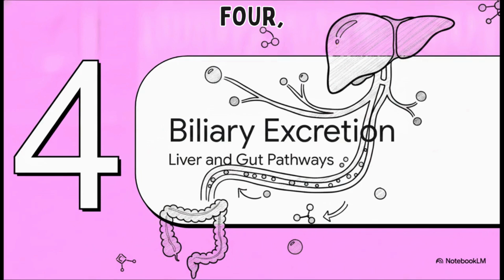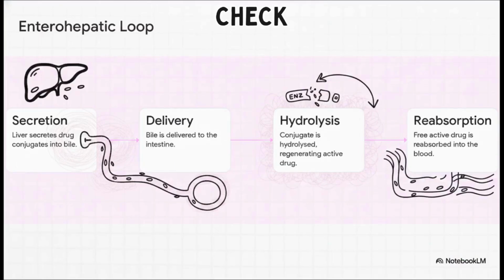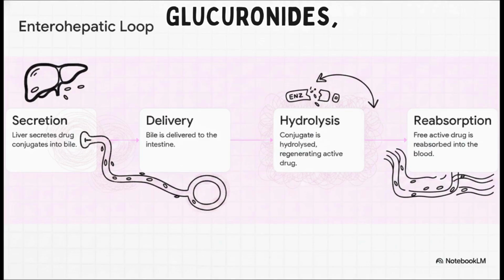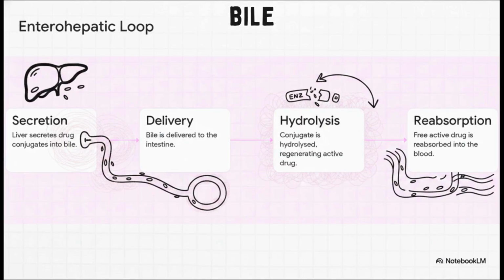All right, Section 4. Biliary excretion. Let's shift our focus over to the liver. Check out this fascinating physiological loop. Enterohepatic circulation. So the liver secretes hydrophilic drug conjugates, like glucuronides, straight into the bile. This bile dumps into the intestine. But here's the catch. Enzymes in the gut hydrolyze that conjugate, which frees the active drug all over again. And what happens? That free drug gets reabsorbed right back into the bloodstream. It creates this crazy reservoir effect, and it perfectly explains why drugs like morphine and digitoxin just linger and have such a prolonged duration of action in the body.